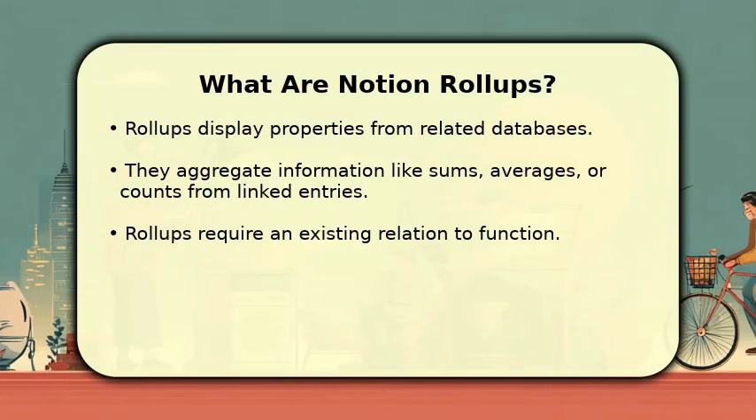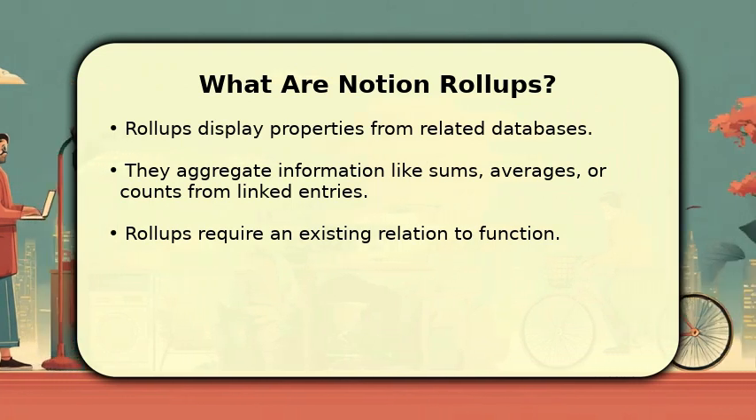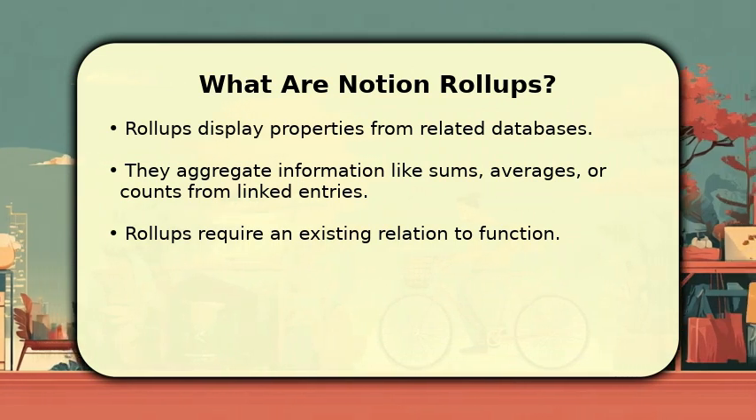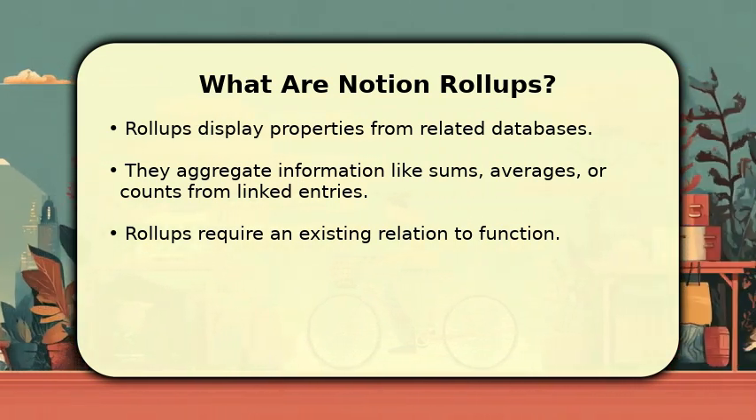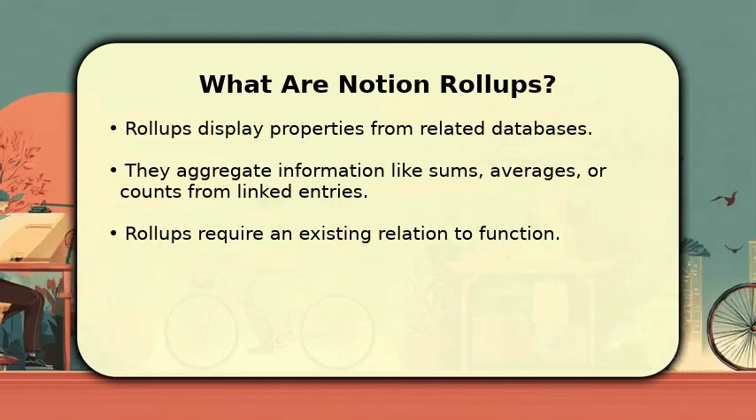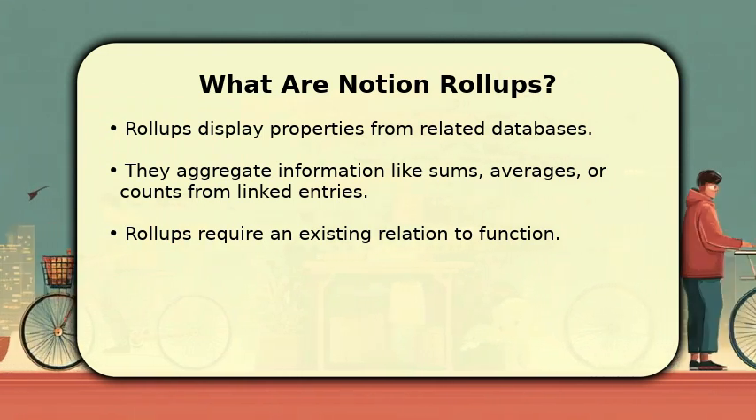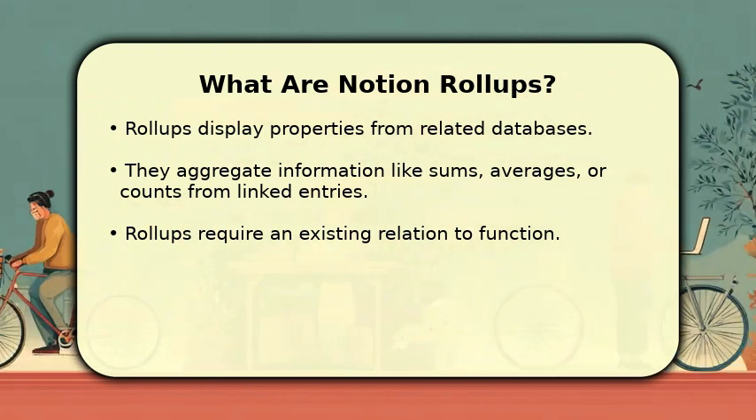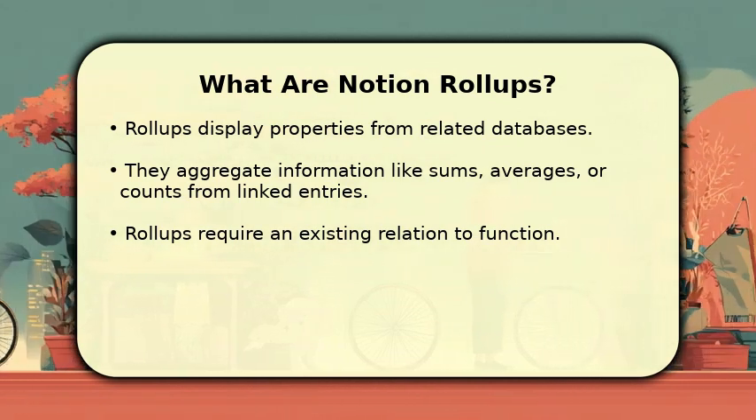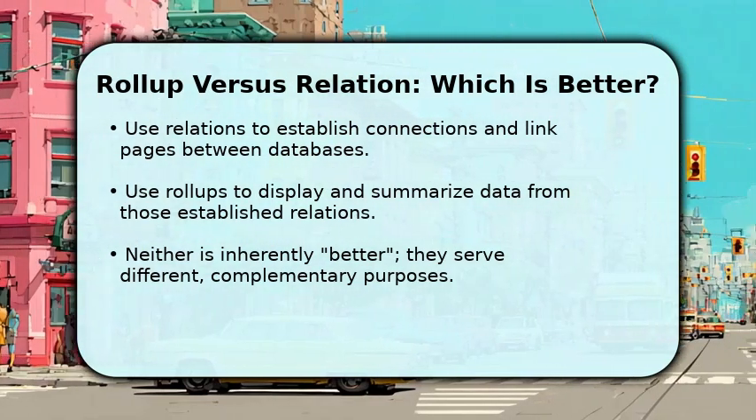Rollups take the connections established by relations and bring data from the related database into your current view. They are incredibly useful for summarizing information. Imagine you have a project database linked to a tasks database. A rollup could show you the total number of tasks for each project, or even the average completion time. Rollups are always built on top of a relation, acting as a window into the linked database's properties, providing valuable insights at a glance.